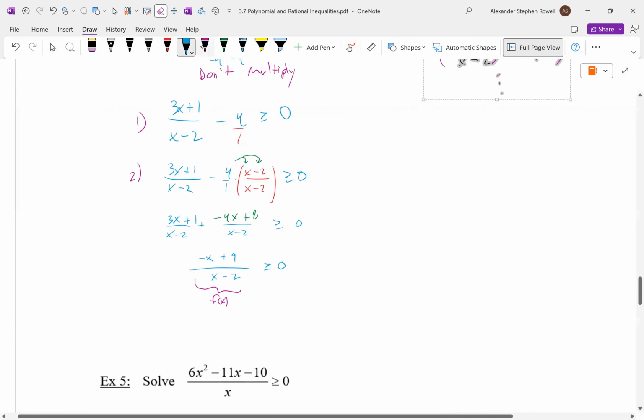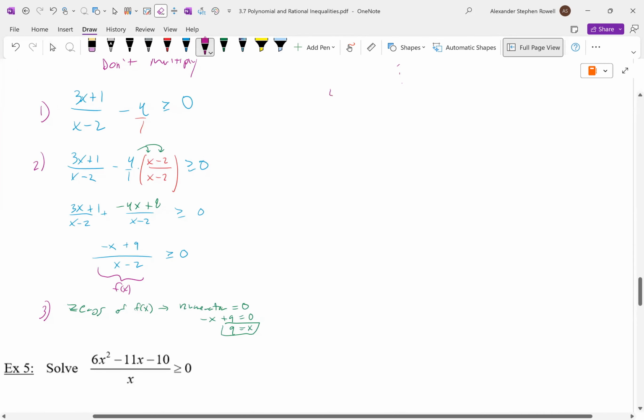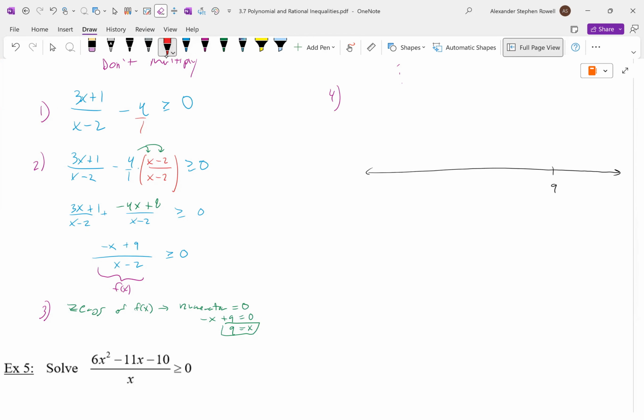And I say, where is this thing equal to 0? Where are the zeros of this function f of x? It's where the numerator is equal to 0. Because what's 0 divided by anything? 0. We say, when is it that negative x plus 9 is equal to 0? X equals 9. Step 4, we need our number line. And I want to graph x equals 9. Here it is. I found 9, and it's a 0, so I'm going to put a 0 above it.